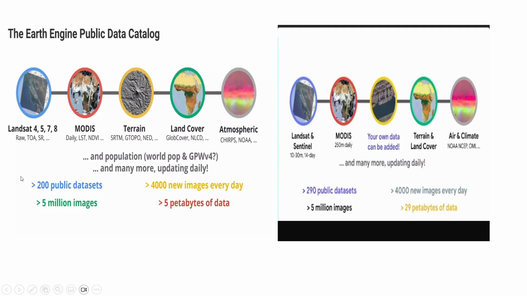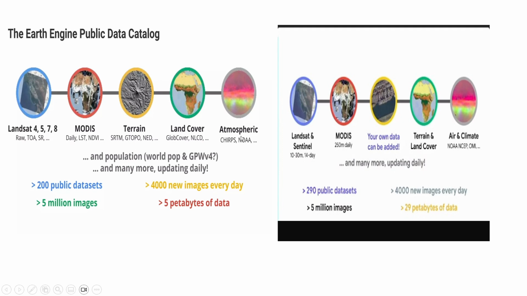In the Google Earth Engine public data catalog, more than 400 to 500 public datasets are available. These datasets are totally free for users. Daily they are updating more than 4,000 images, and you can easily access more than 5 petabytes of data in the Google Earth Engine public data catalog.